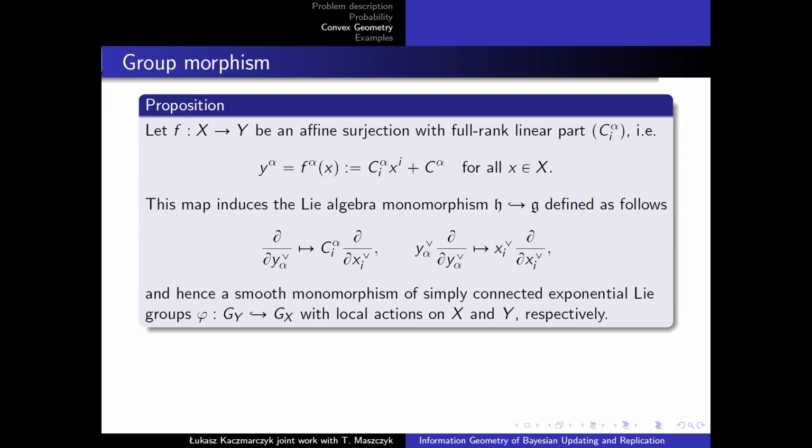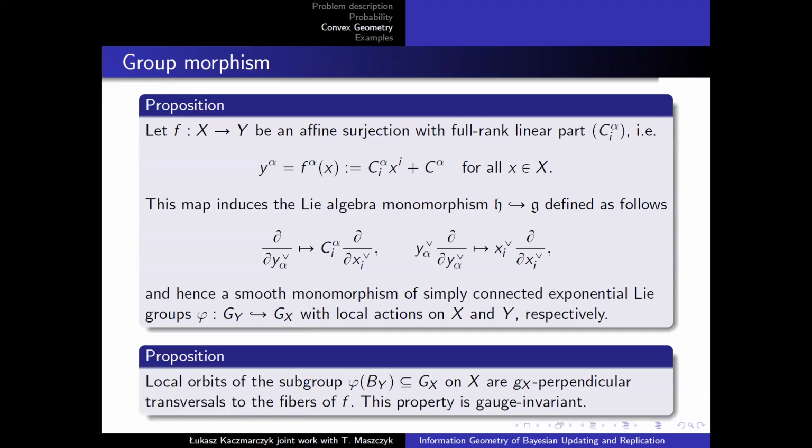Okay, so in the realm of probability, we got a morphism of at least these Bayesian groups through pullback via our morphism pi. And here, similarly, if we are given a morphism in our category Hess through affine surjection and write it in coordinates like this, then it would induce a Lie algebra homomorphism between algebra H that is the Lie algebra of GY and G that corresponds to GX, and we have explicit formulas for it.